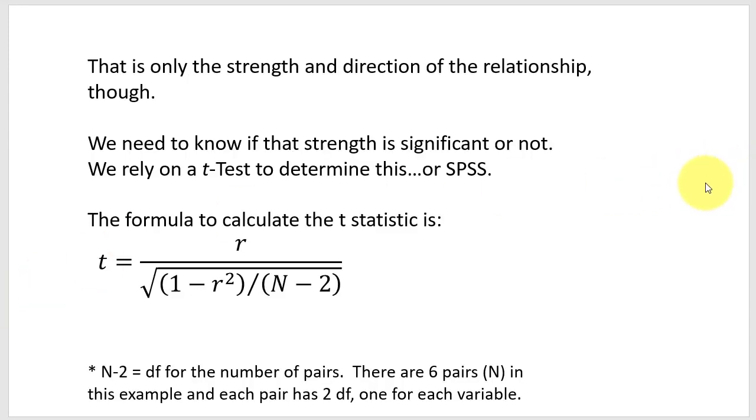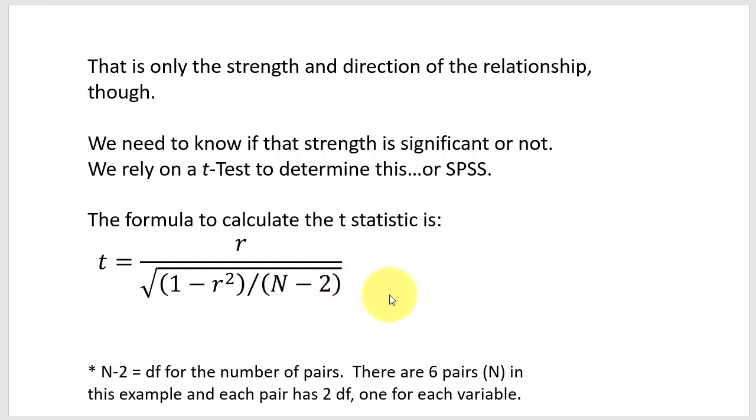The strength and the direction of the relationship is indicated by the R coefficient. The sign can be negative or positive, and the coefficient's distance from 0 increases its strength. We need to know if that strength is significant or not, and we rely on a t-test to determine it. So the t-value, the number of standard deviations away from the mean, is equal to the R coefficient divided by the square root of 1 minus R squared divided by the number minus 2. And in this case, it's the number of pairs. So number of pairs minus 2.